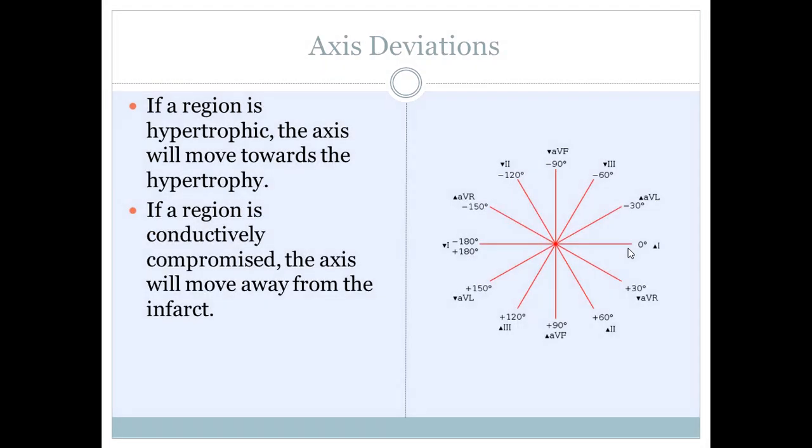As I just said, if a region is hypertrophic, axis will move towards the hypertrophy. Now, if a region is conductively compromised by infarction, for example, the axis will move away from that infarct. So you'll get a false hypertrophy because there's part of the muscle that has died, and you now will have a movement of the signal. I'll get a pointer out here to kind of illustrate. Imagine, for example, that a portion of the left ventricle has been infarcted.